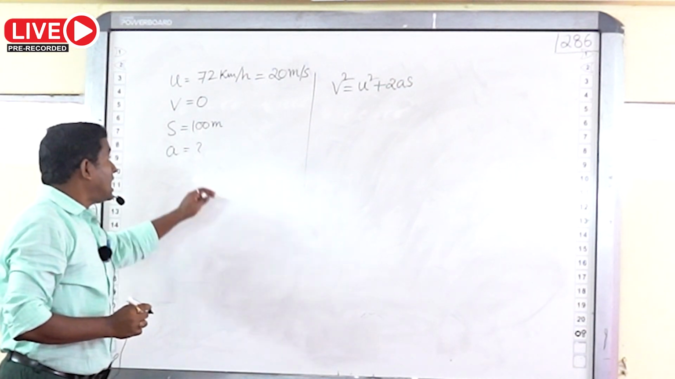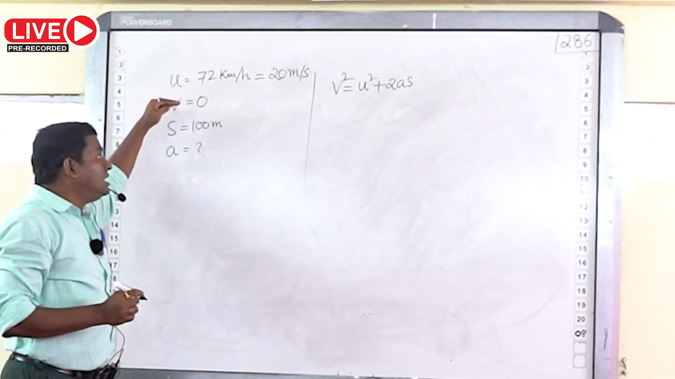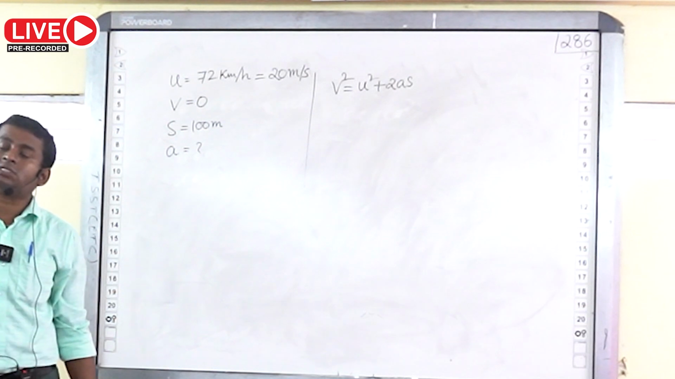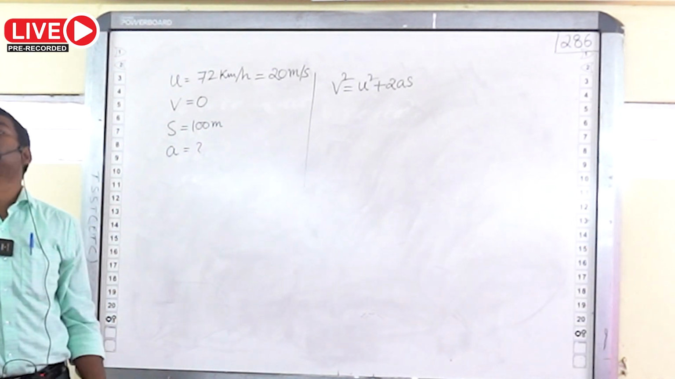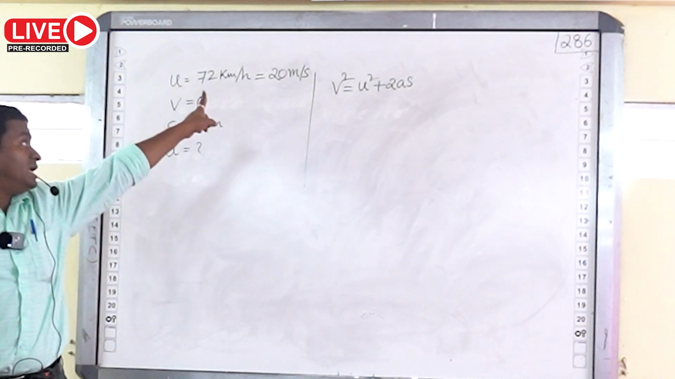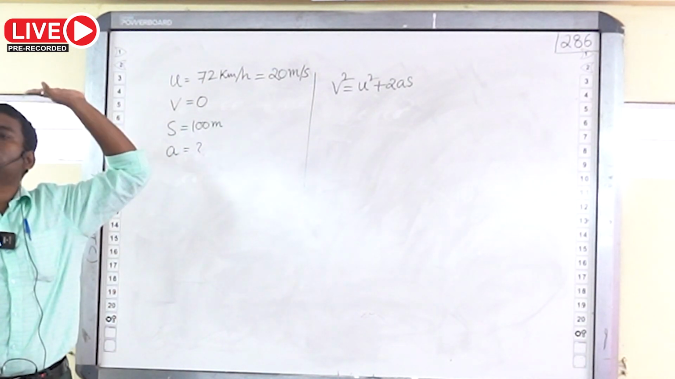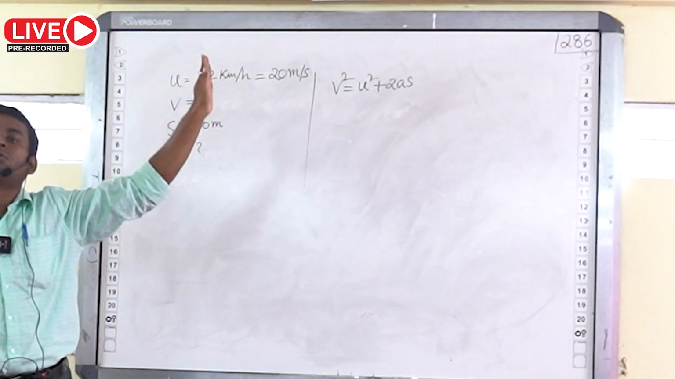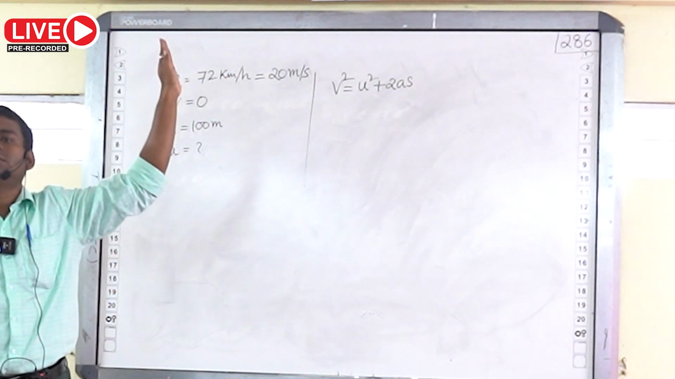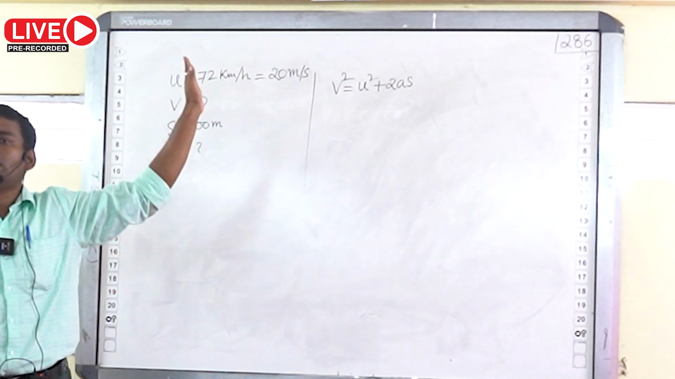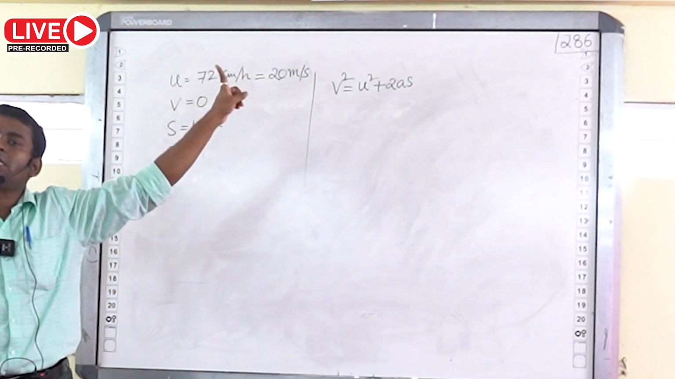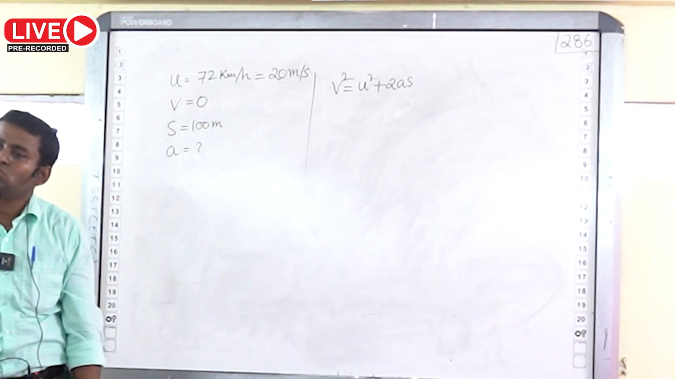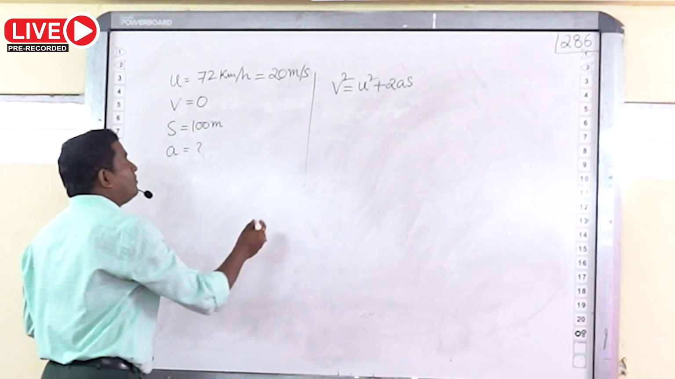So once you write all those quantities, you will see which equation to use and which one not to use. In these given conditions, there is no value of time given. So the equations containing time we will not use. We can use the equation which is independent of time, and that is V square equal to U square plus 2AS. So now put the values.